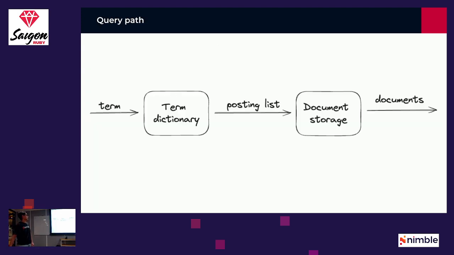Okay, as a sanity check, you should revisit the query path a bit. Now, the user is going to give us a term. You push it to the term dictionary. The term dictionary is going to spit back a posting list, which is a list of documents that contain it. Then we take that posting list and feed it to the document storage. And finally, you get the original list of documents back.